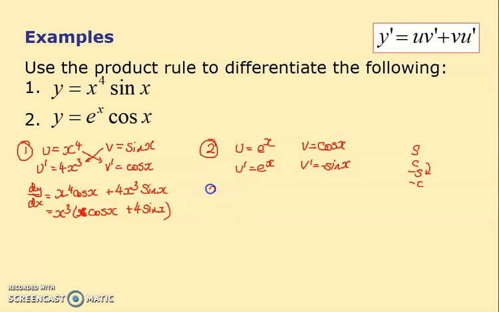Chuck it into my formula. dy by dx equals the diagonal, e to the x. Well, I've got to put a minus in front of this because I've got a minus on the sin, plus e to the x cos x. And again, you can factorise this. Again, e to the x goes into both. I fancy writing that cos x first because it's positive, minus the sin x because it's negative.